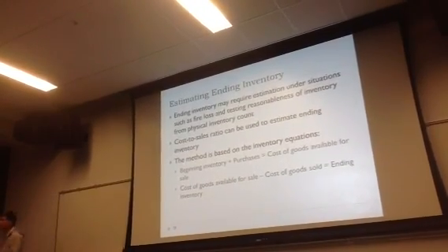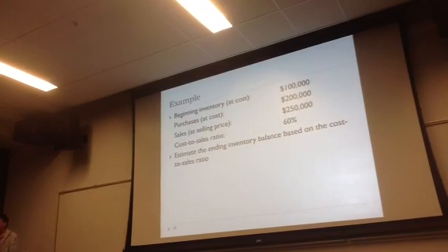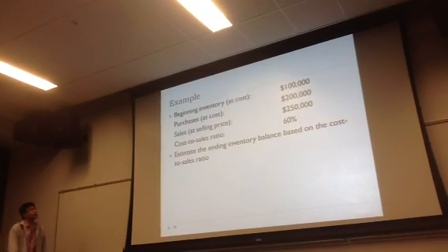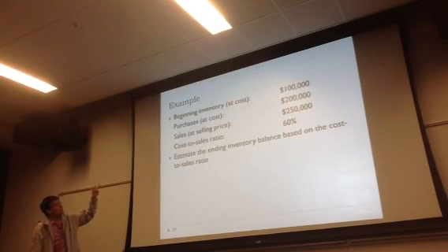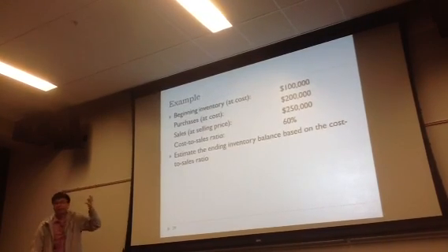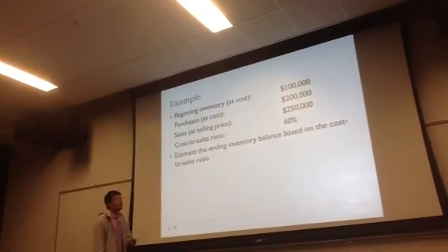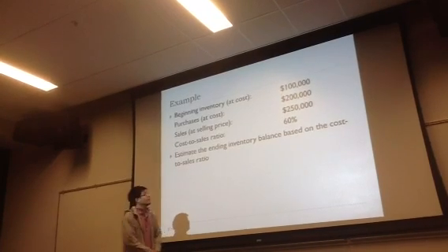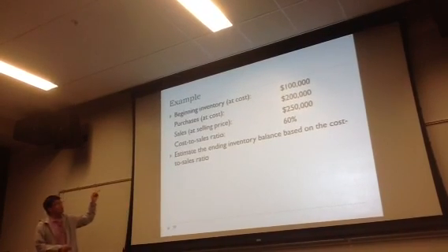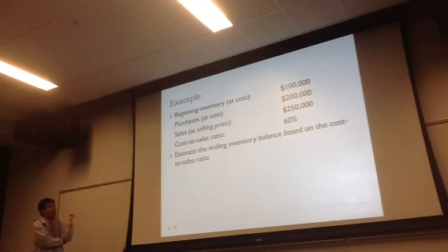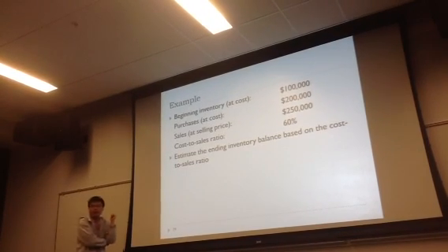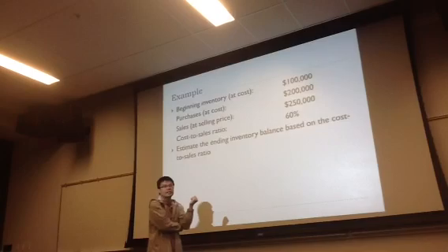Okay, so how exactly do we calculate something like that? So for example, we have a beginning inventory, which is $100,000. And then during the year, we purchased $200,000. And then we also sold goods for $250,000, and that will be at the selling price. And you have a cost to sales ratio of 60%.